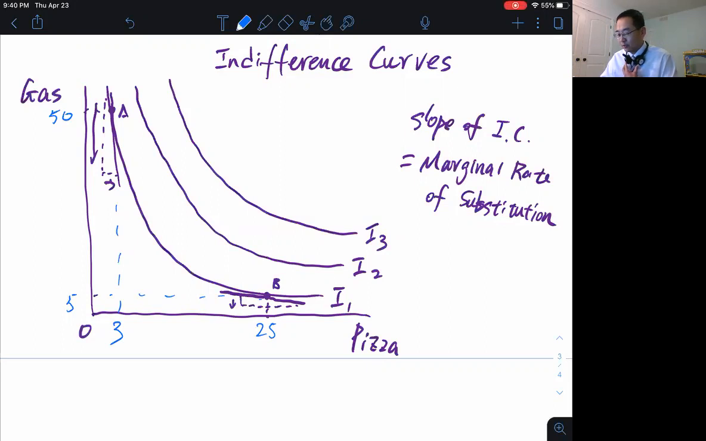So that's what an indifference curve means, and we said the slope of it is called the marginal rate of substitution, which tells you how much of one good you're willing to give up for the consumption of something else.